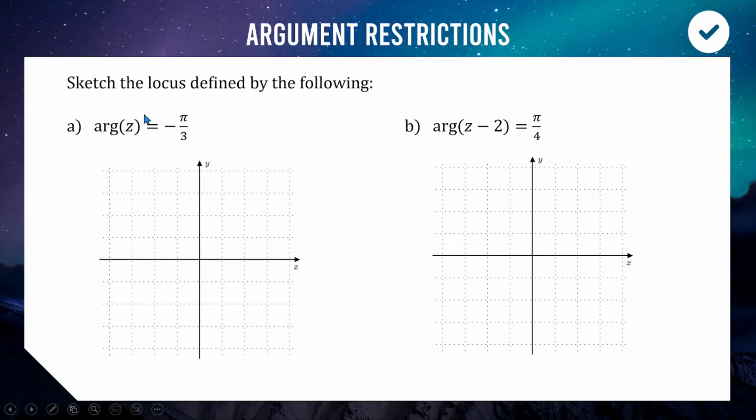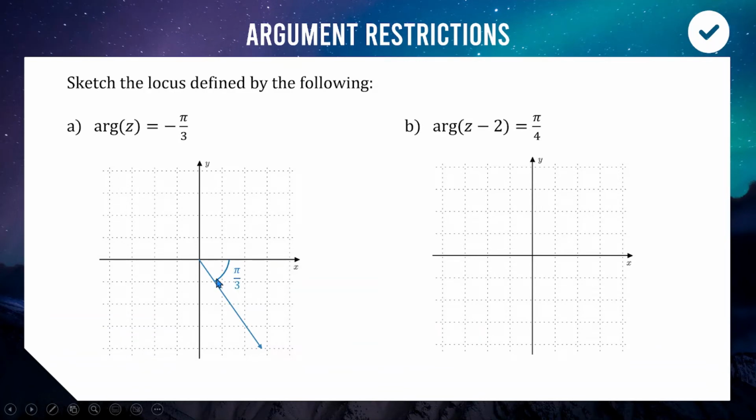Okay, first one, we are going to sketch every single point where the argument of the complex number is equal to minus pi on 3. So every single point where the angle of rotation from the real axis is negative 60 degrees. Not to scale, but looks roughly like this. Okay, we've got a vector going from the center all the way out to the edge, and we've got an angle of rotation of pi on 3 in the negative direction.